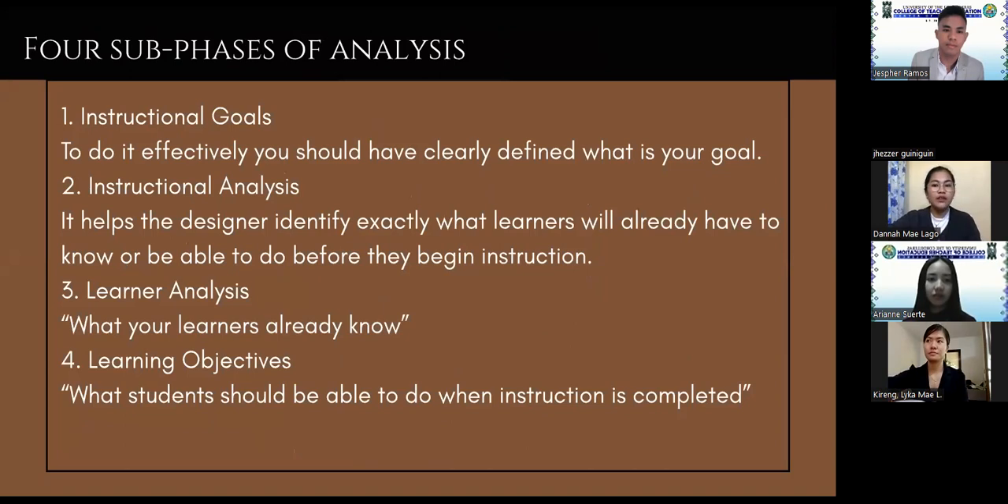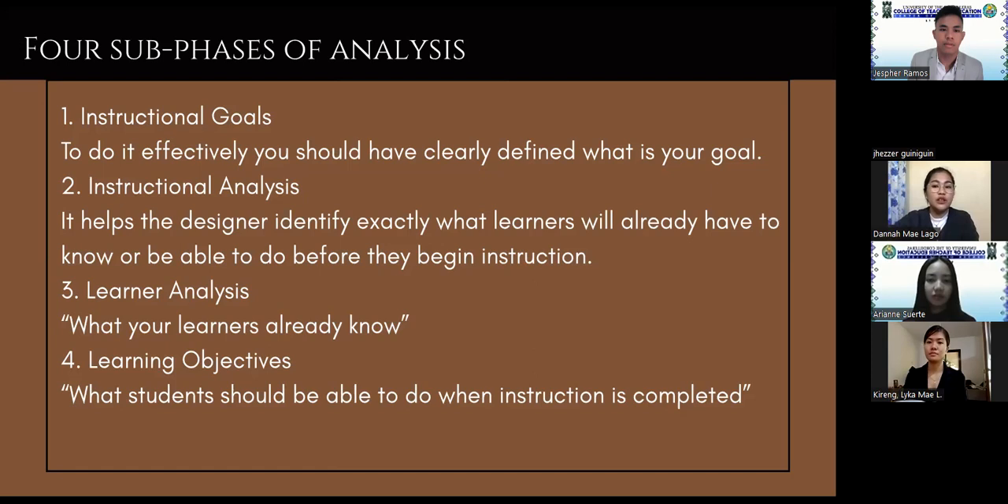So there are 4 sub-phases in the analysis phase. The first is the instructional goals, second is the instructional analysis, and third is the learner analysis. Fourth is the learning objective.